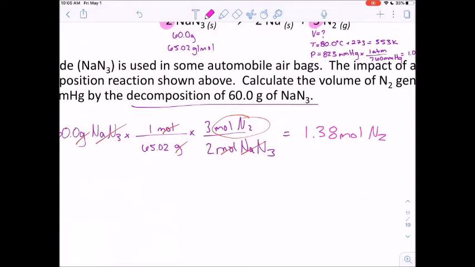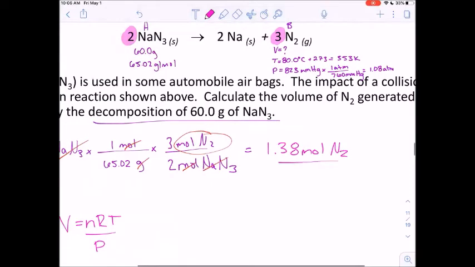So now I can use this and plug it into my V equals nRT over P equation to find that final volume of my B. I have all the information I need. I'm looking for V. I have my n right here, I have my P right here, and I have my T right here. So I'm going to go ahead and plug all of those in now.